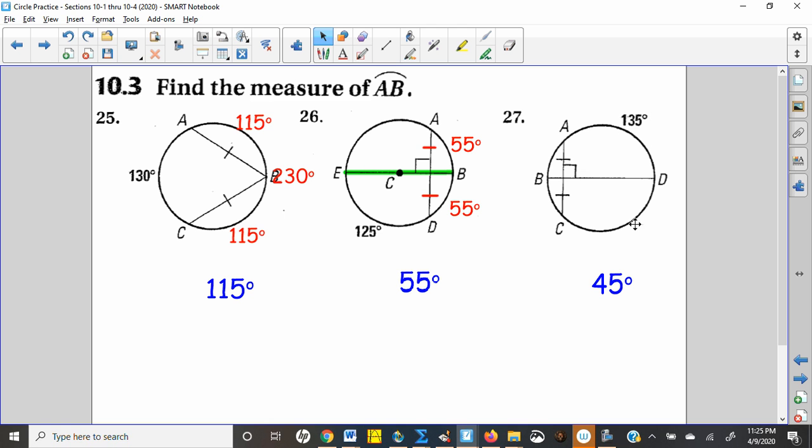Because we now know that BD is a diameter, arc BAD up here instantly becomes a semicircle. So 180 minus 135 is 45.